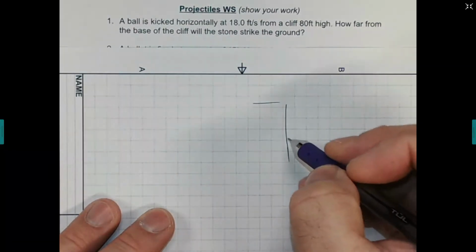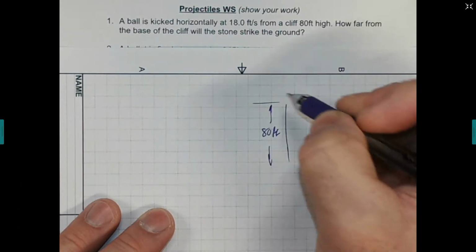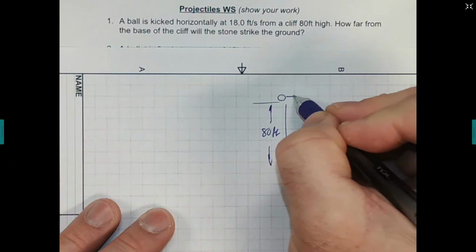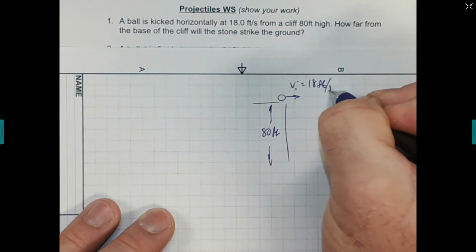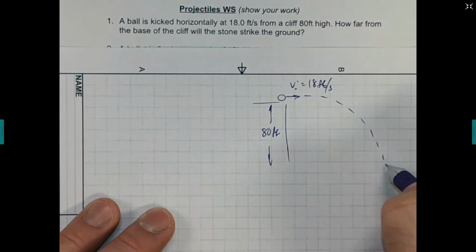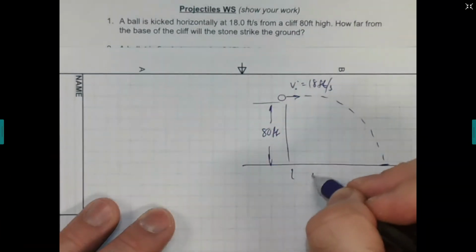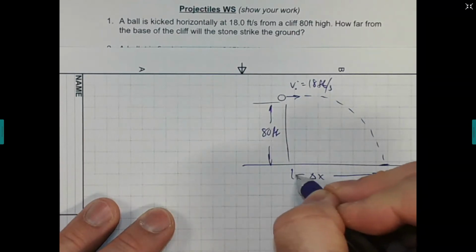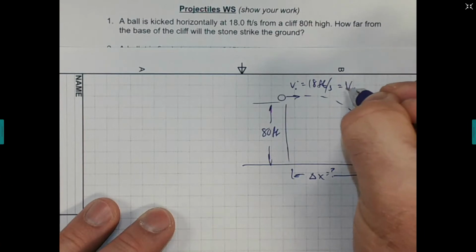So I'm sitting here on this cliff. I'm 80 feet in the air from here to here. I'm kicking the ball off in this direction, so my initial velocity is 18 feet per second. The ball is going to do this kind of thing until it hits the ground down here. This is my ground. We want to know my change in position going this direction. That's my unknown.